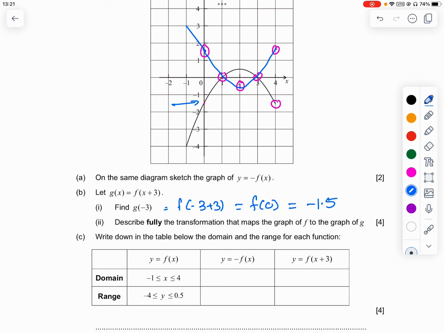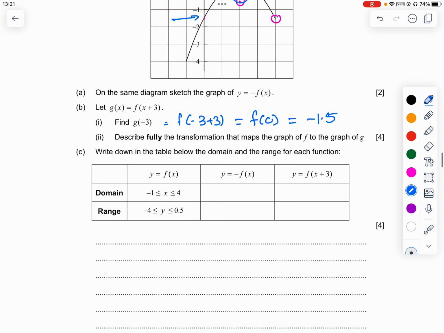So what is that? Translation. What am I going to write? Translation by the vector minus 3, 0. This is the easiest way.